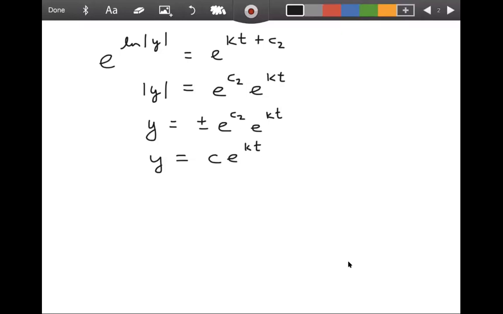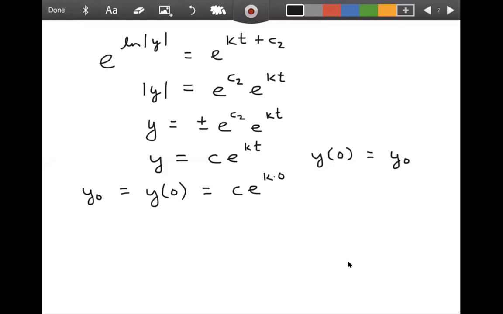Okay, so this is the general solution to the differential equation dy dt equals k times y. But remember, we had an initial condition. The value of y at time 0 was some number y0, okay? So on the one hand, y at 0 is y0. On the other hand, y at 0 is c times e to the power k times 0.